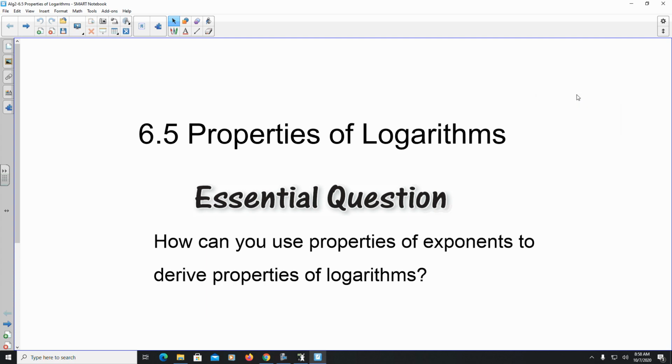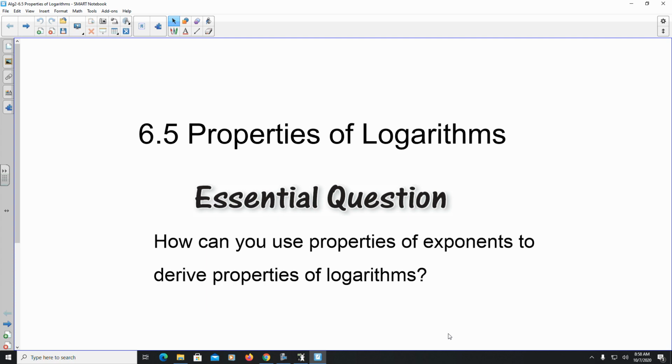Welcome to the video. In this section, we're going to be looking at 6.5. We're going to focus on properties of logarithms. So it says, how can you use properties of exponents to derive properties of logarithms?